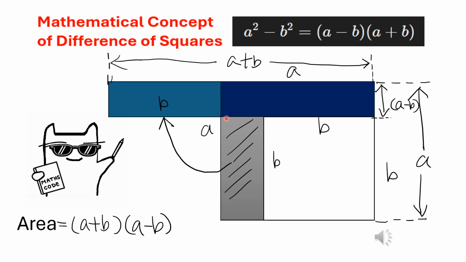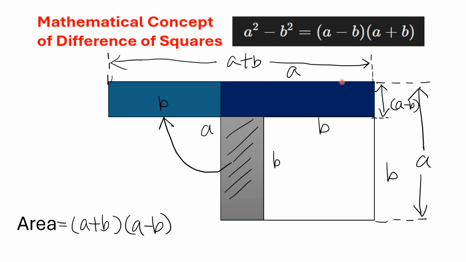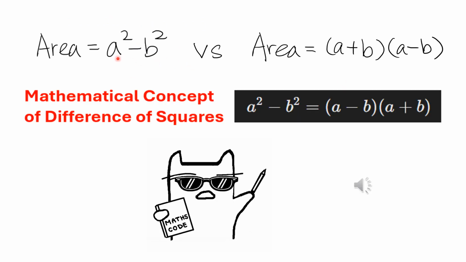Looking at this long rectangle, the width is a minus b, and the length is the sum of the two parts, which is a plus b. Since the area of a rectangle is calculated by multiplying the width by the length, we get a minus b times a plus b. Okay, so since both methods calculate the same area, we can conclude that the left-hand side, a squared minus b squared, is equal to the right-hand side, a minus b times a plus b. This allows us to prove the formula.